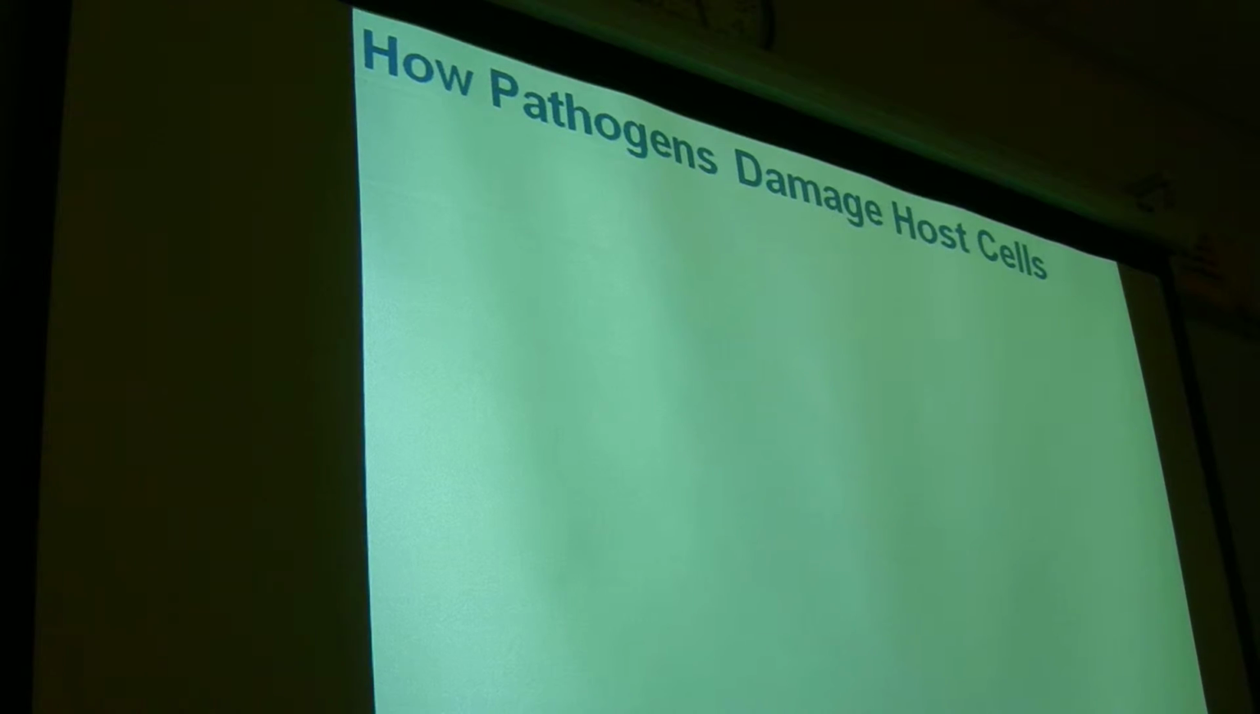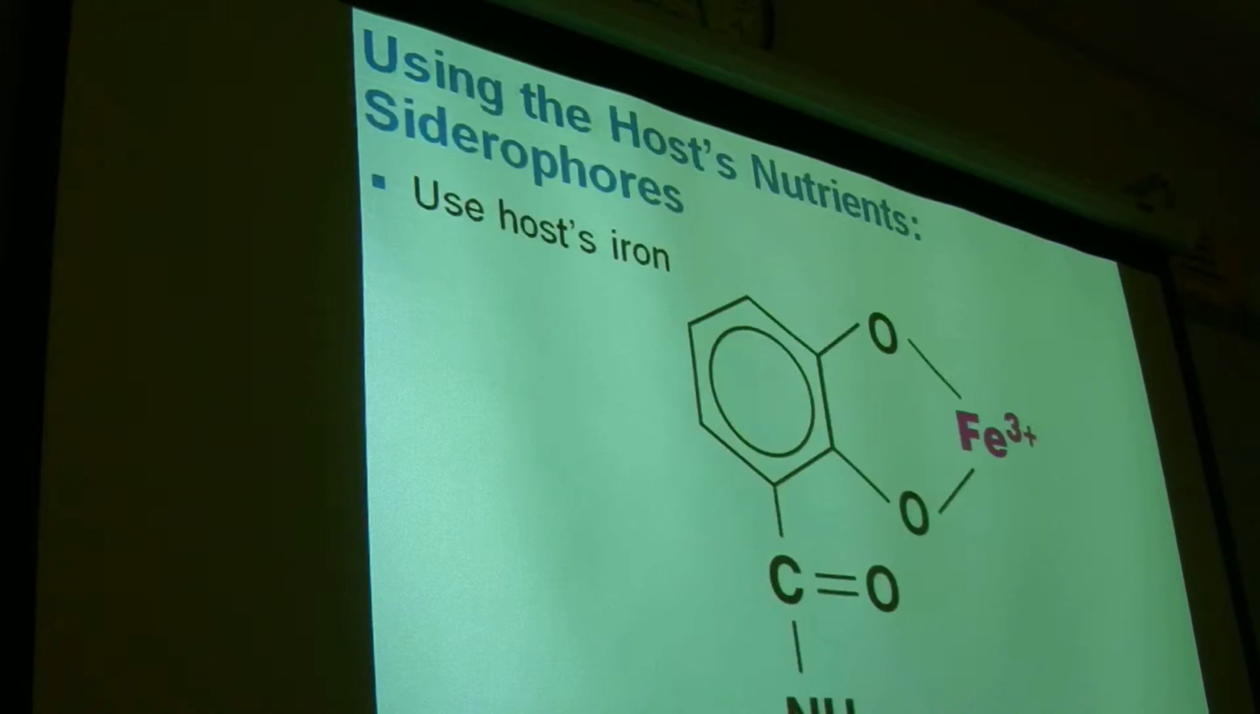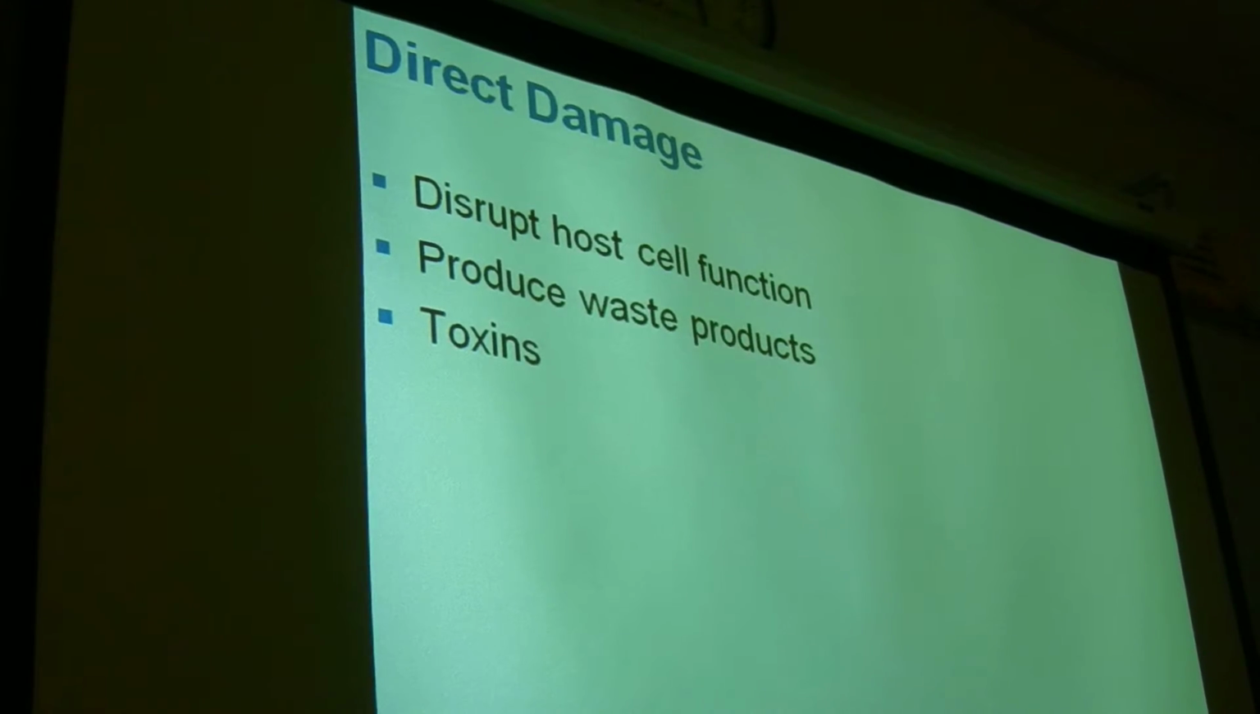So once they're inside the cells, how do they actually cause damage? What actually is the infection? What's making you feel bad? What's making you sick? What are they actually doing? One of the things they do is use the host nutrients. For example, some bacteria use the iron. The cells need iron to divide and survive, and the bacteria get inside the cells and use up all the iron. So it basically kills the host cells by doing that.